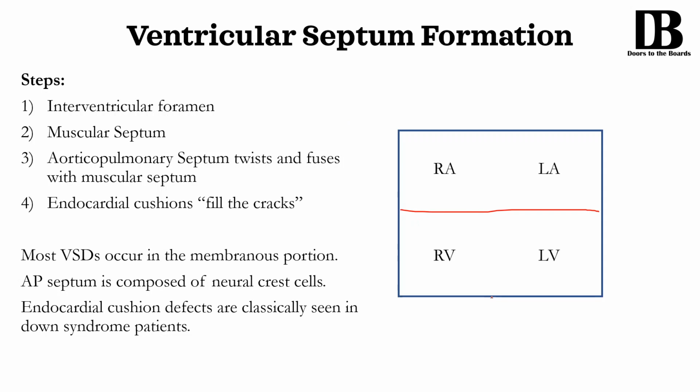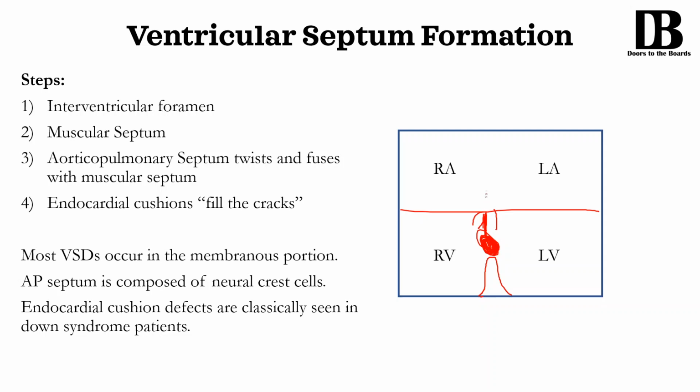We're going to have part of the muscle of the right ventricle and left ventricle grow upwards to form the muscular portion of the septum, and then part of the actual aorticopulmonary septum, which, if you imagine this is the aorta and this is the pulmonary, is this septum between them. As it's twisting and fusing, it's going to reach down and form the membranous part of the interventricular septum.